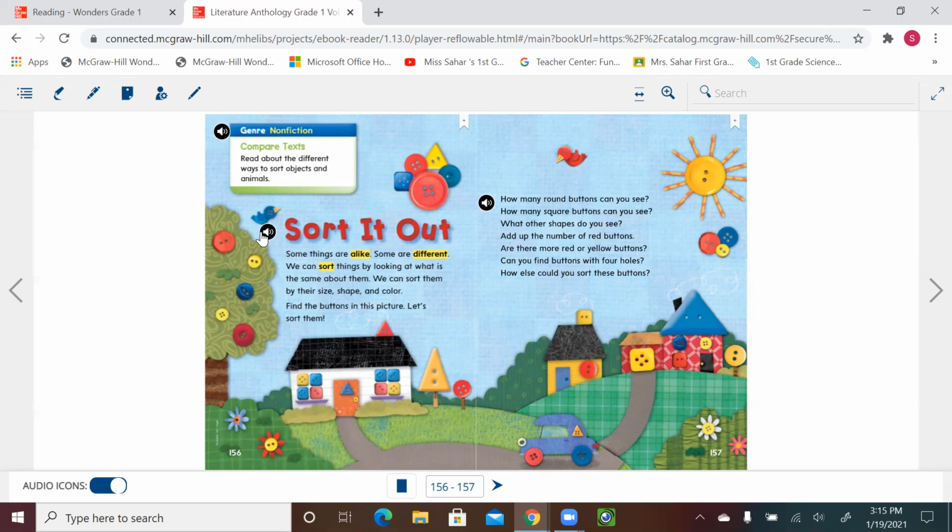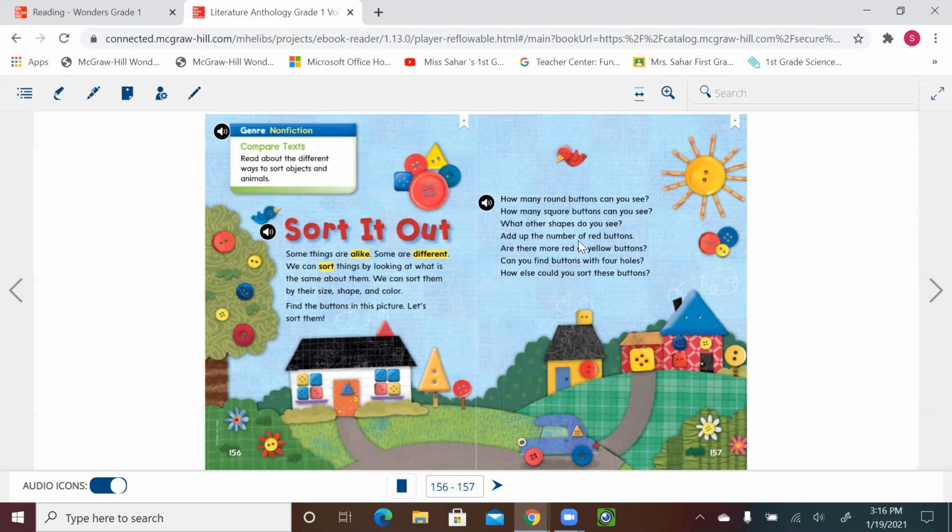As we see, we can categorize using different ways: size, shapes, or color. How many round buttons can you see? How many square buttons can you see? What other shapes do you see? Add up the number of red buttons. Are there more red or yellow buttons? Can you find buttons with 4 holes? How else could you sort these buttons?